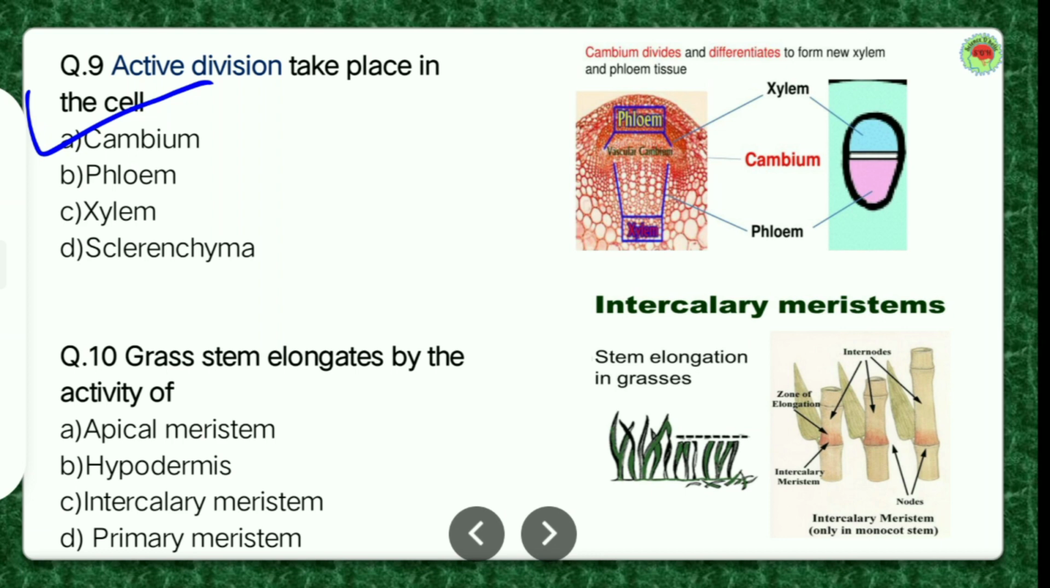So the grass stem elongates by the activity of intercalary meristems. These are the internodes present on the grass and sugarcane. Okay, and these pink or reddish colored parts are the intercalary meristem, which elongates the grass and sugarcane. So the correct answer is option C, intercalary meristem.